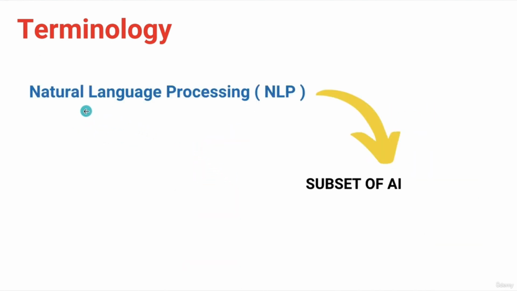So now guys, the next term we have is natural language processing, that is NLP. It is a subset of AI. In a very simple way, we have understood what AI is. So you can say that NLP is a subset or a part of AI. Natural language processing means when an AI can understand our human language and respond accordingly.